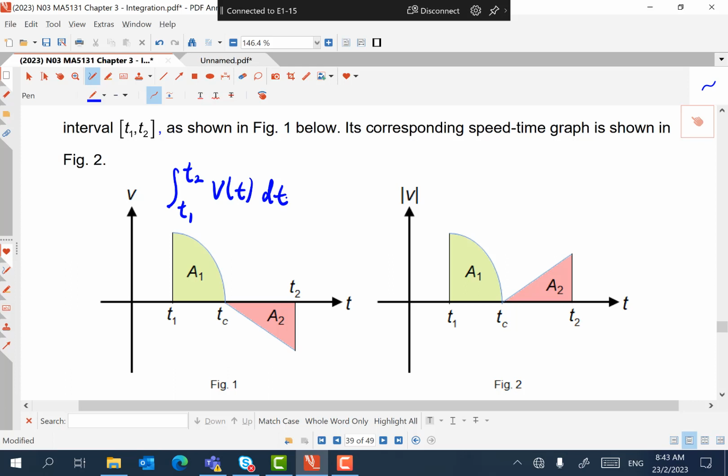You get a change in displacement. In the second diagram, if you add up the area A1 and A2, right? In this diagram, I want you to note that A2 being above the axis is positive. This will give you what? The distance traveled.